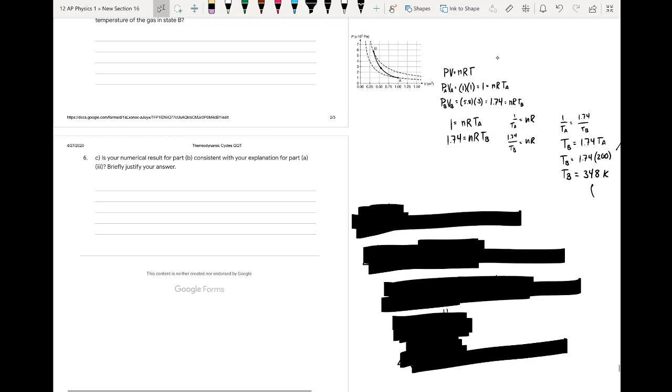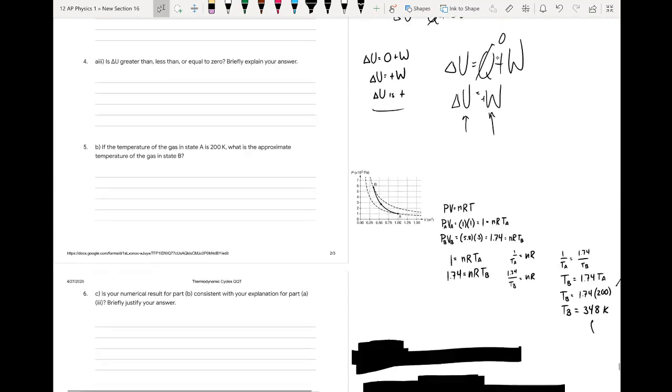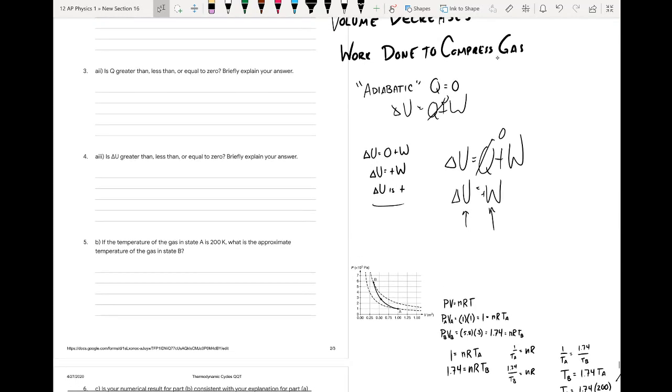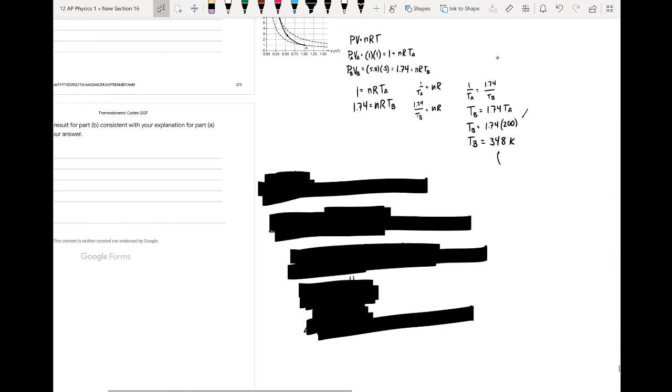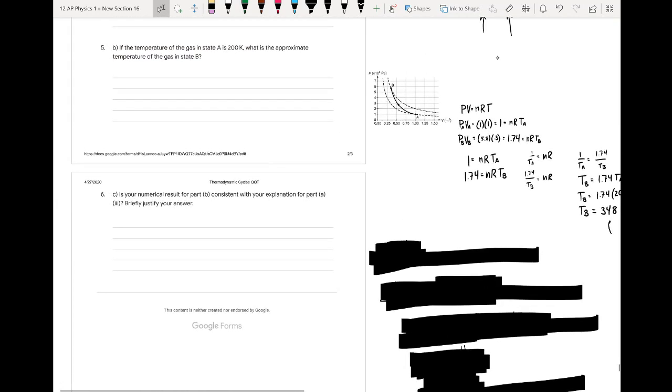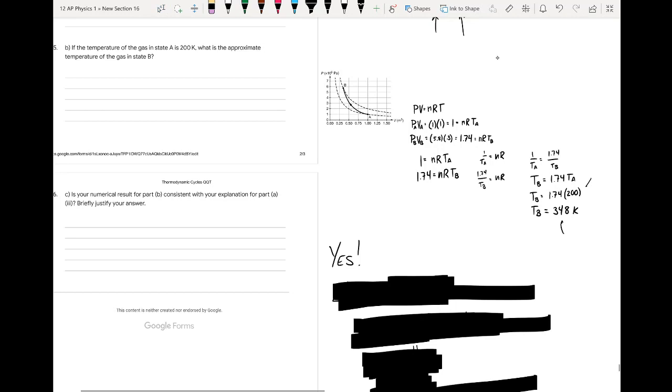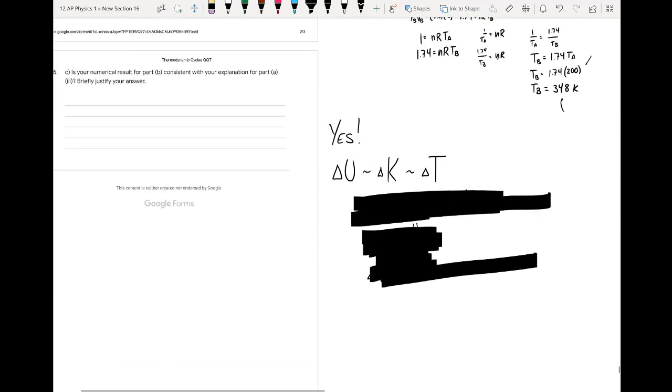All right. Is your numerical result for part B consistent with your explanation for part A, or A3? So A3 was asking, is delta U less than 0, or greater than 0? So did we increase our change in internal energy, or did we decrease our internal energy? And we found here in part B that the temperature went up. We have this increase in temperature, so that's consistent.